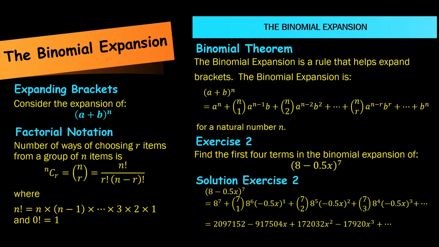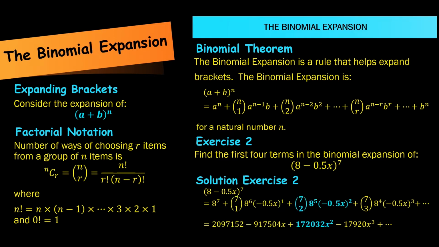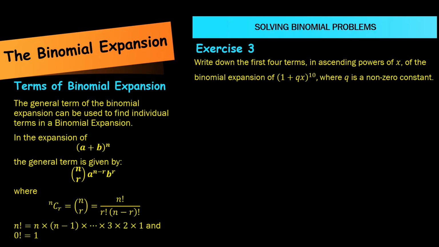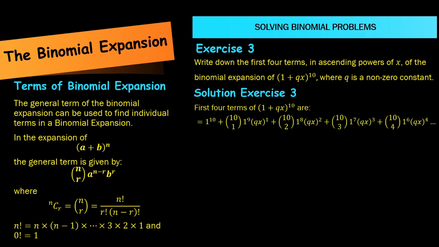So tidying up gives us as shown. Now let's take a look at the next exercise. We are required to write down the first 4 terms in ascending powers of x of the binomial expansion of 1 plus qx all raised to the power 10, where q is a non-zero constant. So let's solve this.